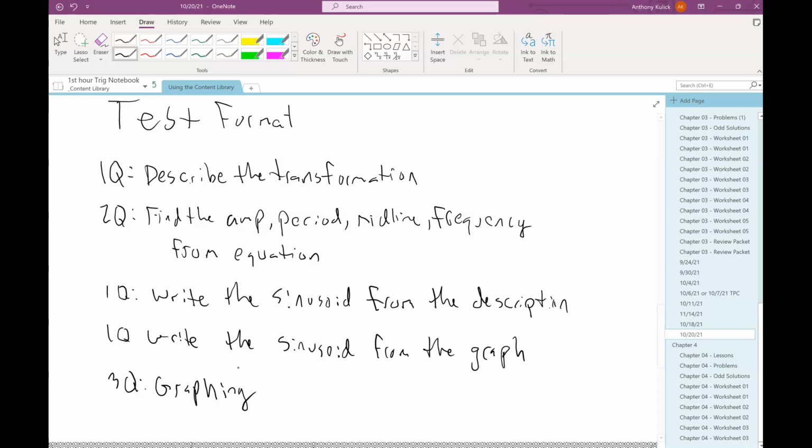So you'll have one question where we ask you to describe that transformation in words. 2 questions where I ask you to find the amplitude, period, midline, frequency just from the equation of the function. 1 question where I ask you to write the sinusoid from the description. That'd be like worksheet 4, I think. And then 1 question where I ask you to write the sinusoid from the graph. I think that was worksheet 5. And then 3 questions that are graphing questions.